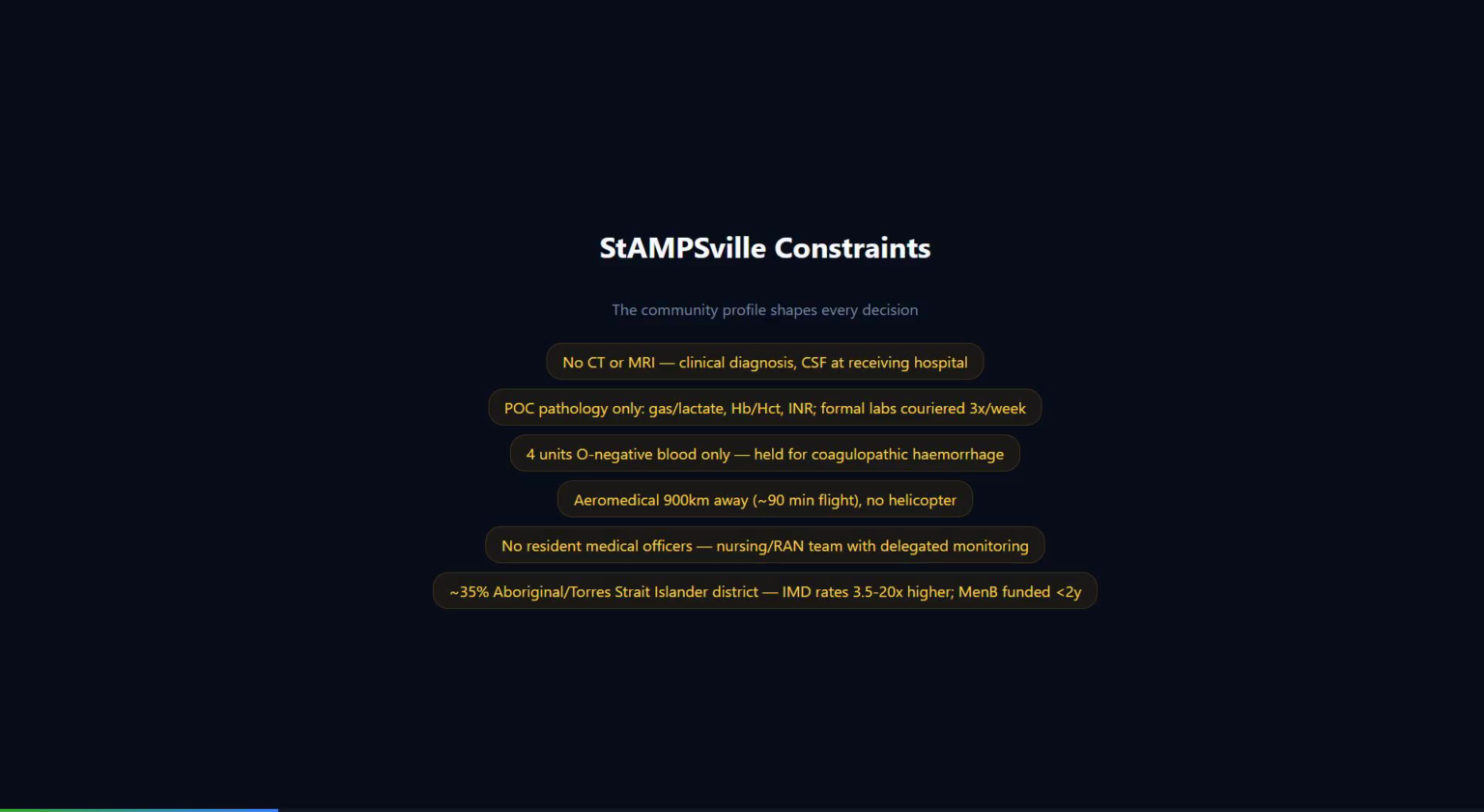The first question is not clever. It is, what is the order of actions, and what exactly do you give? And I want it in the order the Royal Children's Hospital sepsis guideline gives it, not the order you remember from a textbook. Structure is visible, and structure scores.